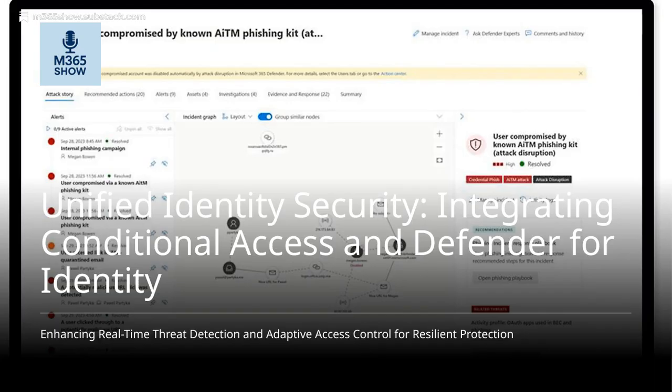We'll be exploring how integrating conditional access and Defender for Identity can significantly boost our security posture. The focus will be on enhancing real-time threat detection and implementing adaptive access control to create a more resilient protection environment. Over the next few slides, we'll dive into the key concepts, benefits, and practical strategies for leveraging these powerful tools together. Let's get started.